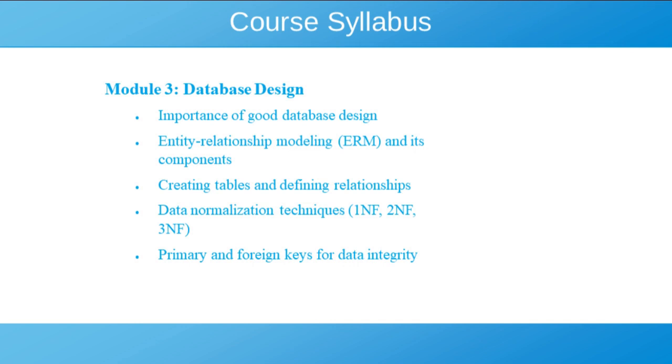We'll delve into entity relationship modeling, (ERM), and its components, a powerful technique to visualize data relationships and structures. With this knowledge in hand, we'll create tables and define relationships, ensuring our databases are robust and scalable. Data normalization techniques, like 1NF, 2NF, and 3NF, will be our secret weapons to eliminate redundancy and optimize data storage. To fortify our databases, we'll implement primary and foreign keys to maintain data integrity and enforce relationships between tables.